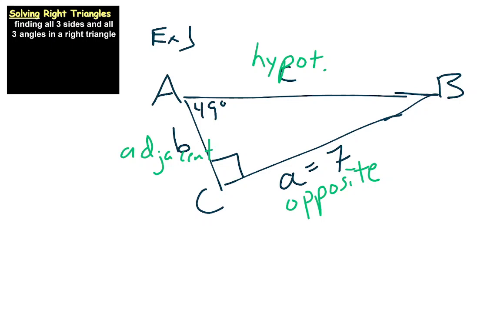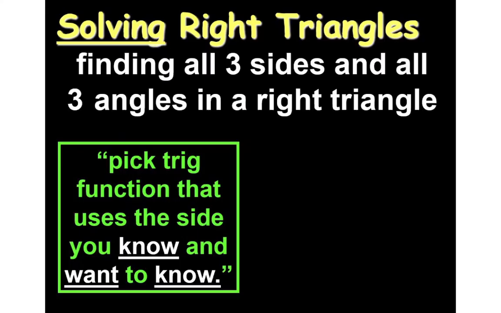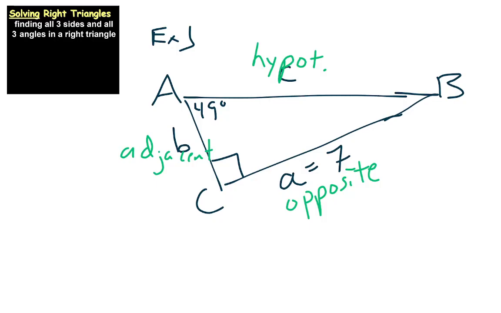Now, what do I mean pick a trig function? Well, I'm talking about picking either sine, cosine, or tangent. And you always want to make sure you pick a trig function that uses a side that you know and a side that you want to know. Well, there's only one choice for a side that I know. The side that I know is the opposite side. So I definitely am going to have to pick a trig function that uses the word opposite.